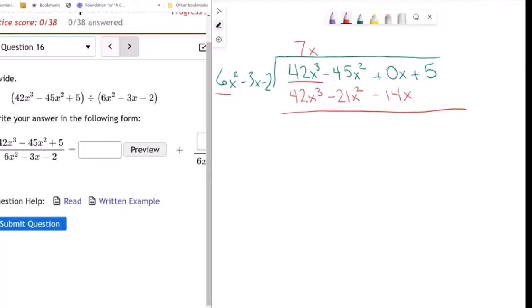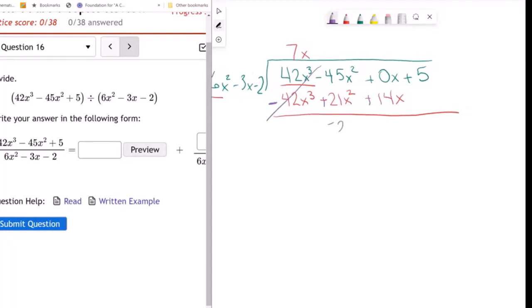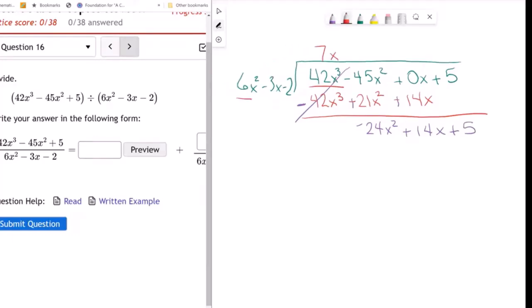Now I'm going to subtract. When I subtract, all I need to do is change all my signs. And then I add. Cancel. Minus 24x squared plus 14x plus 5. Guess what we do next? Is the degree of this smaller than the degree of this? No. They're equal. So we have to do it again. We do it until it's smaller.